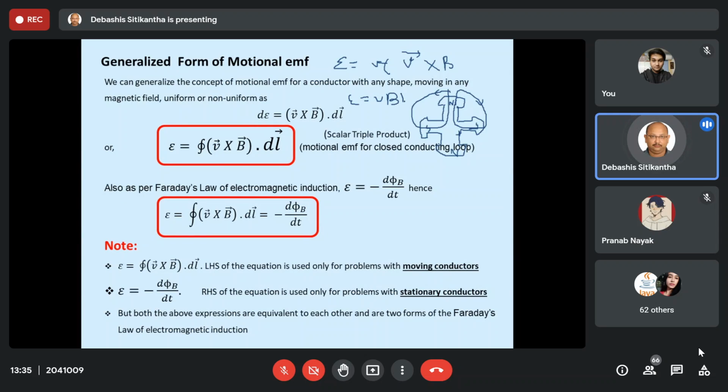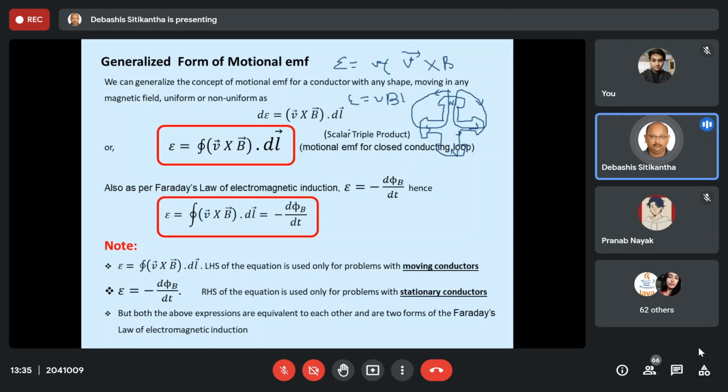Now, all of them are vector quantities, but ultimately the result, that is your induced EMF, is a scalar quantity. So how are we going to fit all this such that everything results in a scalar? As we all know, V vector cross B vector is actually a vector. Dot multiplied with dl vector, it is going to give you a scalar quantity. So this is basically a scalar triple product.